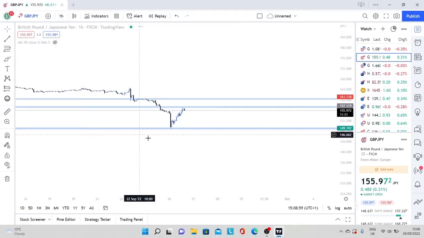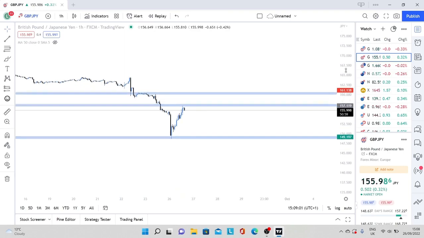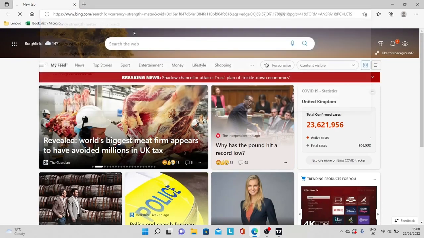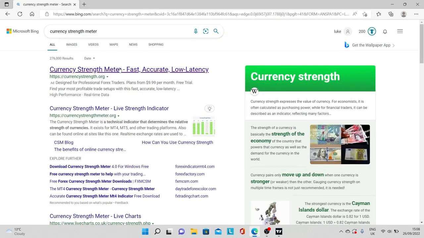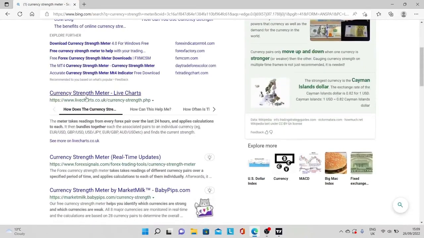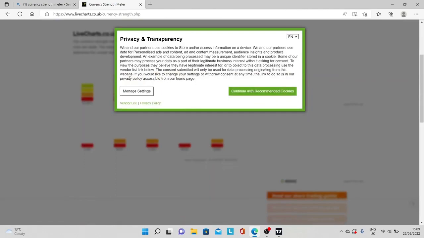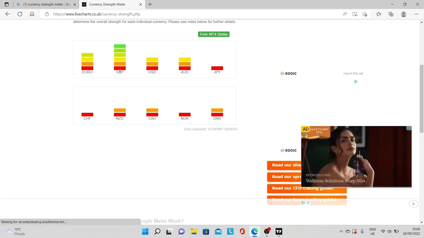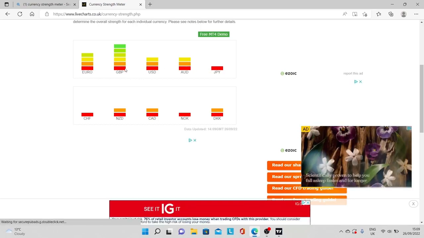So the question is, why did I decide to close down this trade? Now, if we just go onto the old internet, we're going to search up currency strength meter, okay? This is a currency strength meter, and basically what this does is it takes all of the currency pairs, and it shows you how strong a certain individual pair is. So we'll just continue recommended. As you can see, the pound is very strong today, where the yen is very weak, okay? This doesn't mean I'm going to just close it because it says this.